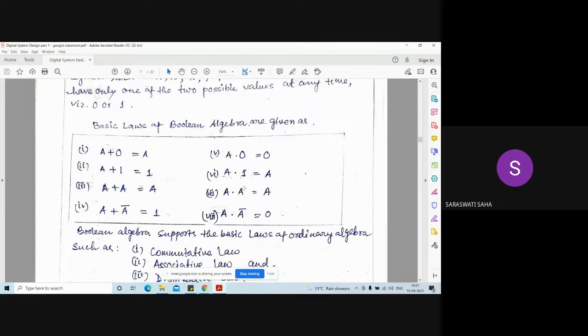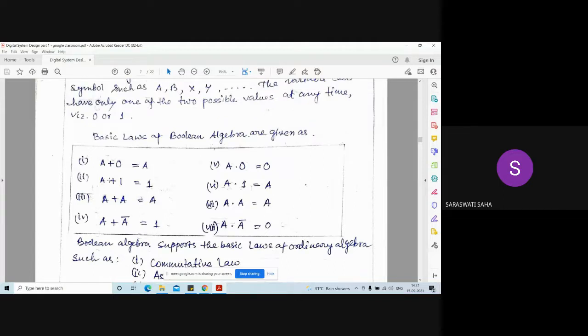There are basically three operations, you know, AND, OR, and NOT. You know the function of NOT, because if we put 0 at the input side, we will get 1 at the output side. That is, the NOT function means we will get the complement output of the input.